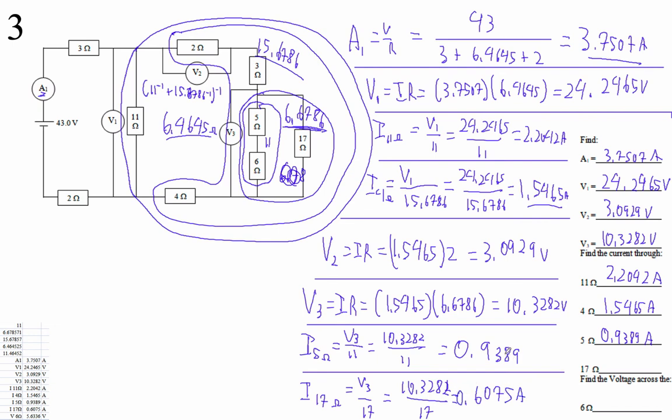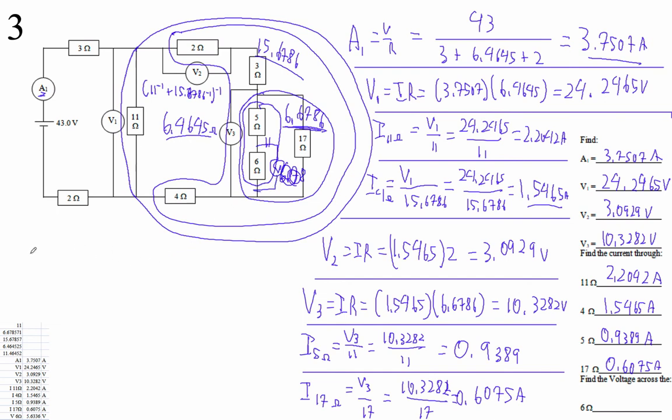Okay, notice that this current and this current add up to the current through the 4 ohm. If you add this guy and this guy, you're going to get this, right? Which is the main current on this whole side. Okay, so I-17 ohms is 0.6075 amps.